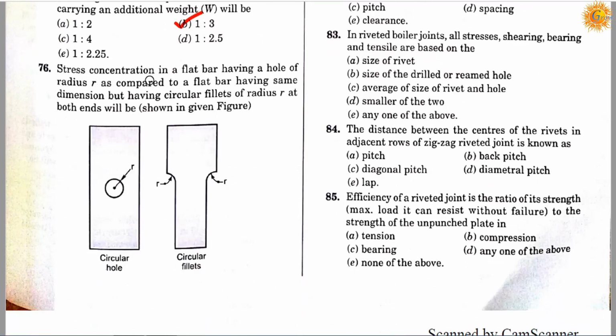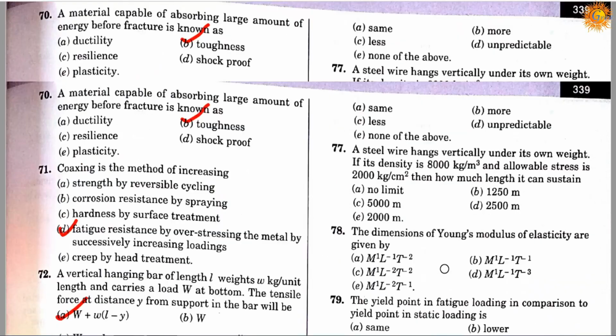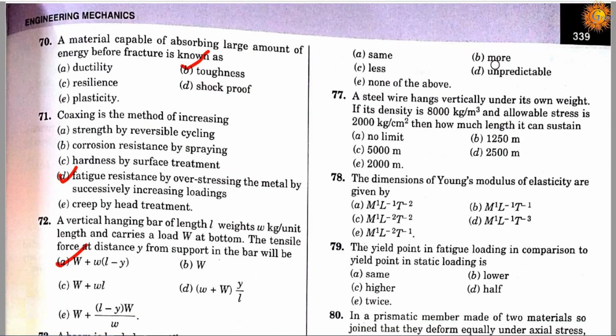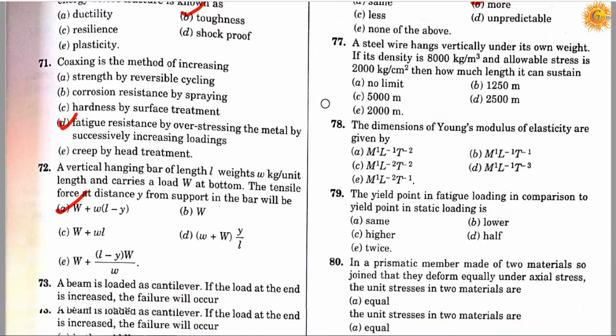Question number 76. Stress concentration in a flat bar having a hole of radius r as compared to a flat bar having the same dimension but having circular fillets of radius r at both ends, as shown in the given figure, circular hole and circular fillets. So in question 76, option A is same, option B is more, option C is less, option D is unpredictable, option E is none of the above. Correct answer is B, it will be more.